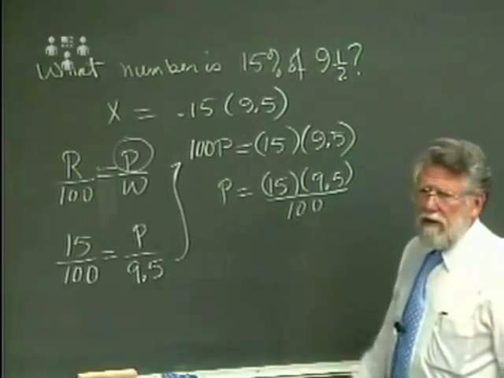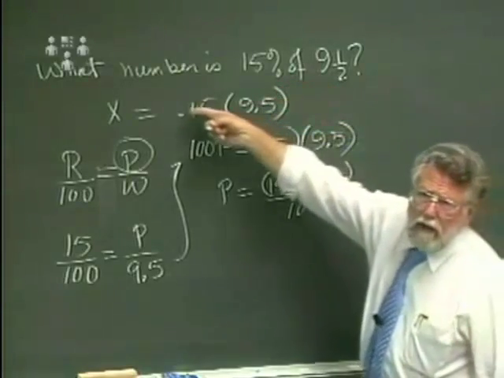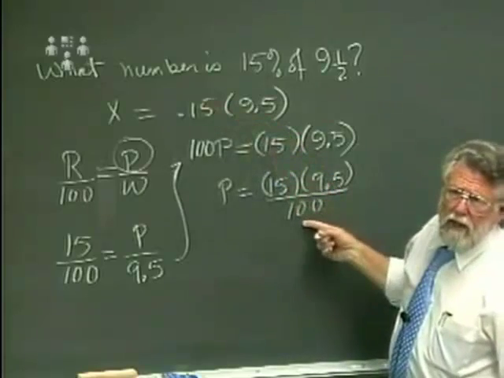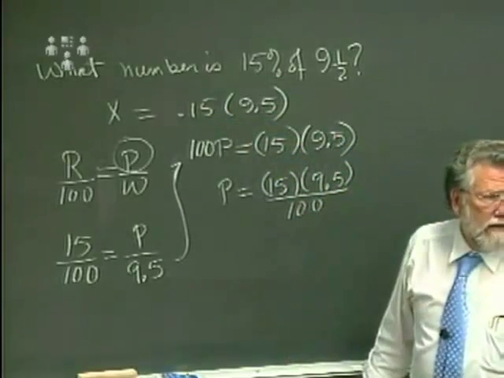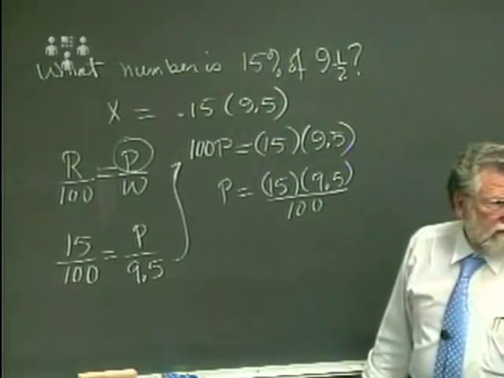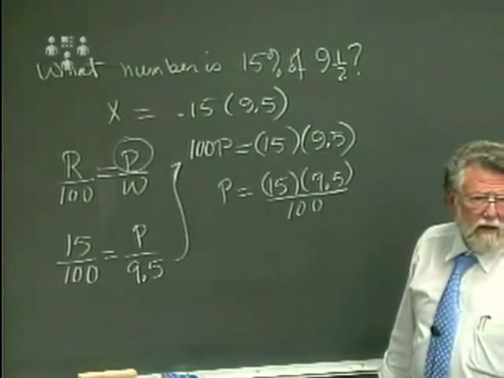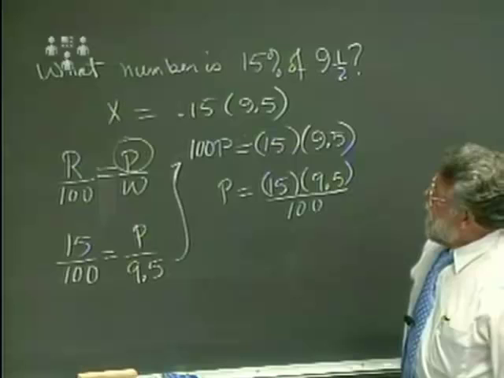So that solution isn't any different than what I'm doing right here. Because the 0.15 is 15 over 100 times the 9.5. You're getting exactly the same answer either way. Any question in that? It's just another way of setting up the problem. Any questions?